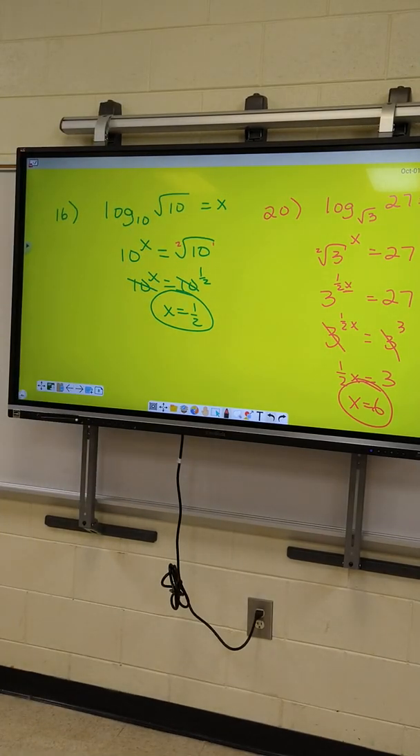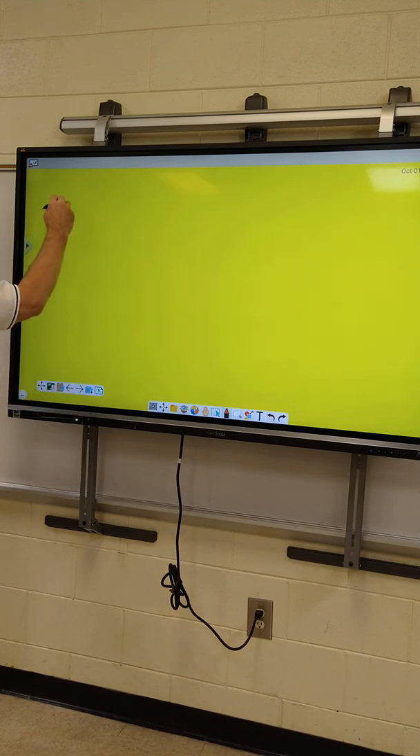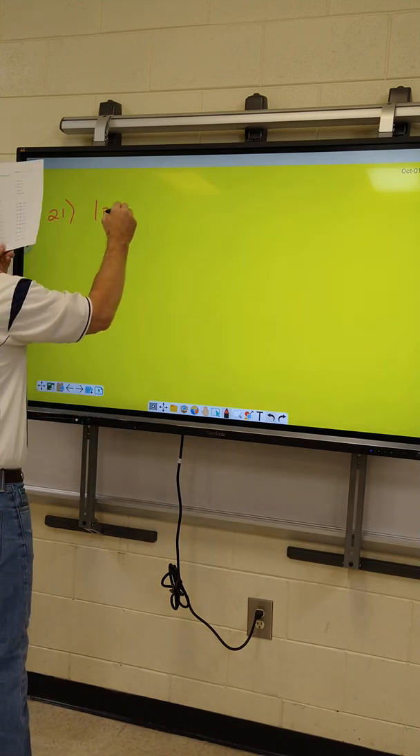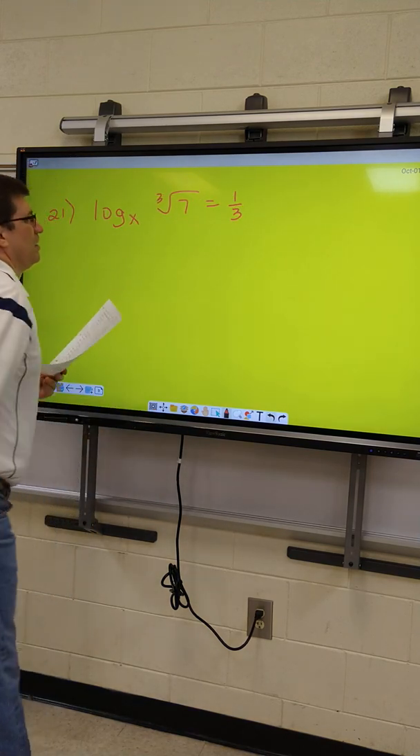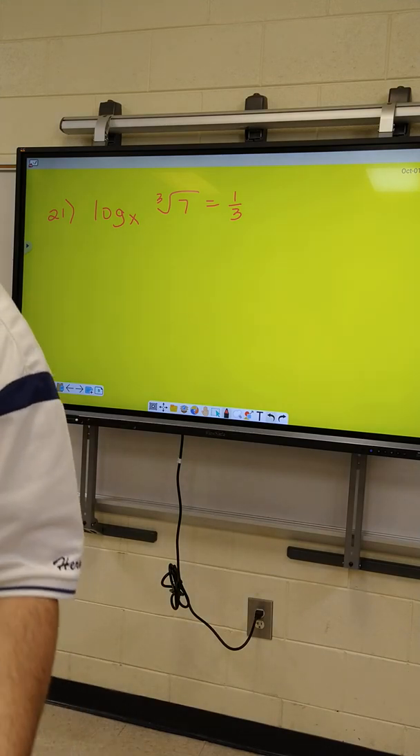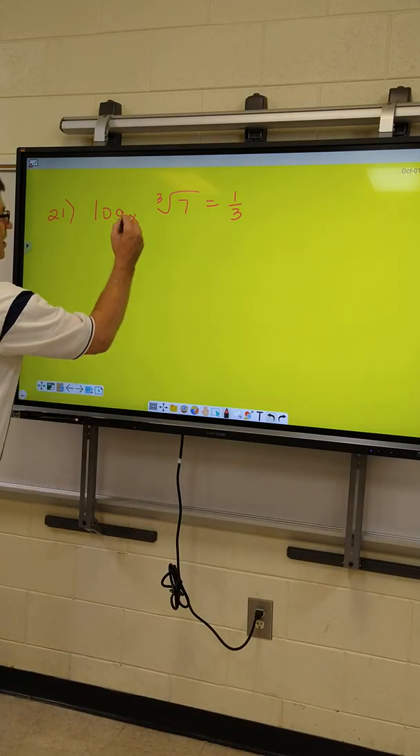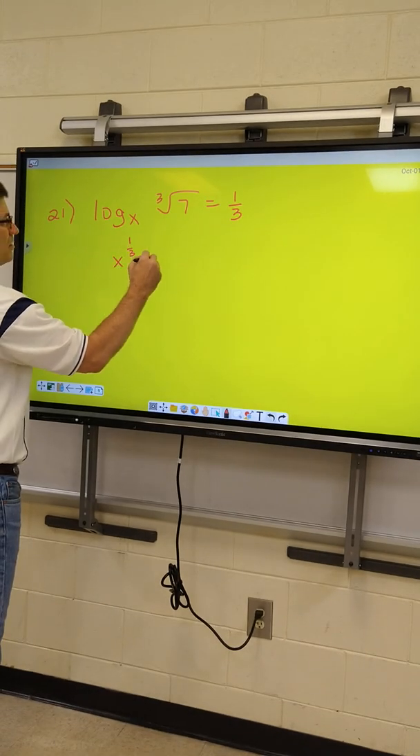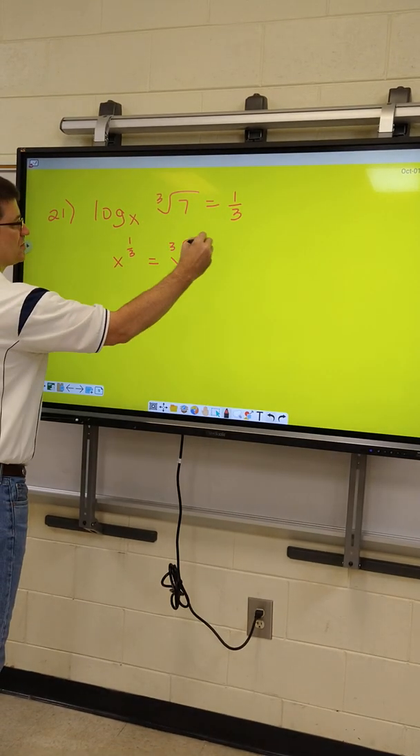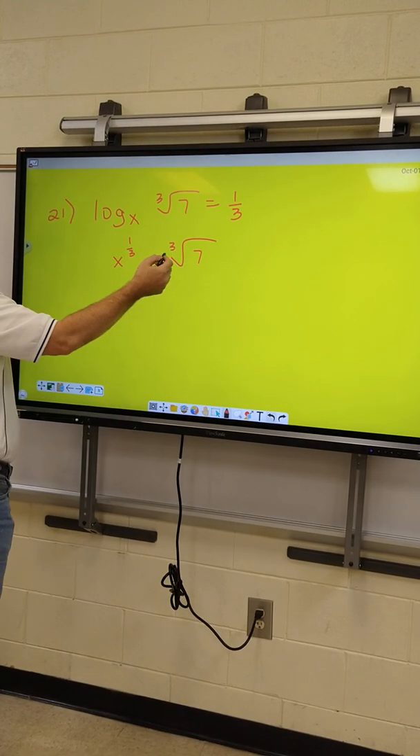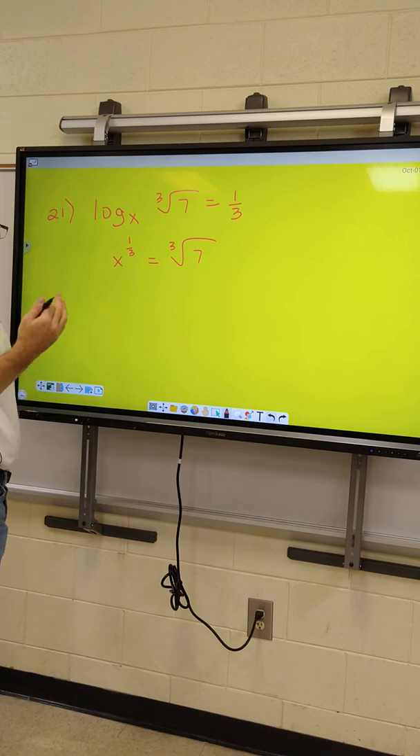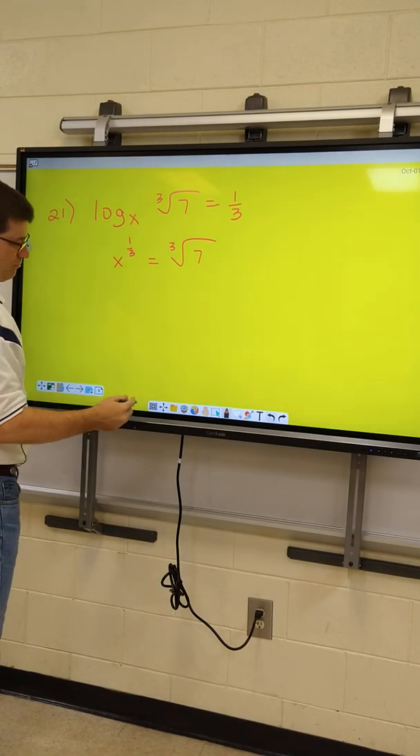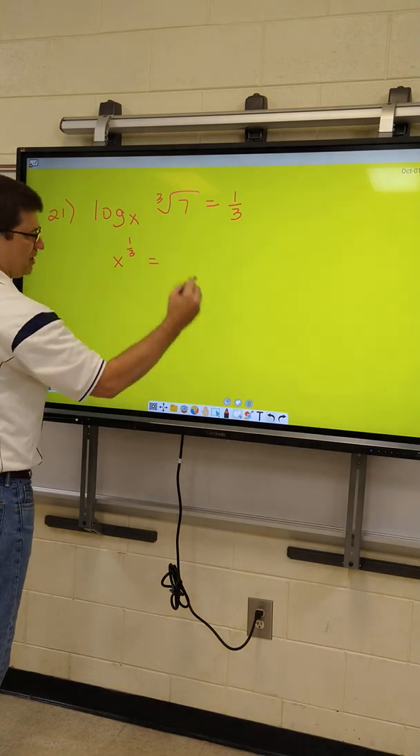All right, I think that one was pretty hard. Go to 21. Log base x of the cube root of 7 equals 1/3. All right, so first step, we got to set it up as an exponent problem. So that's going to be x to the 1/3 equals the cube root of 7. Let's go ahead and fix this one. How do I fix the cube root of 7? It's going to be 7 to what power? 1/3. Very good. Do I need to explain that again, guys?